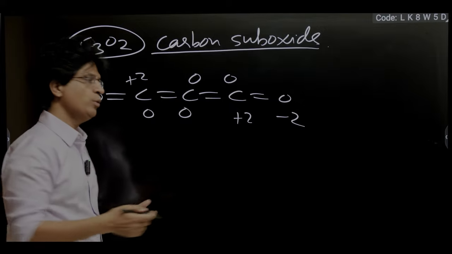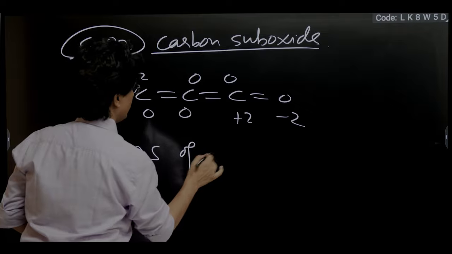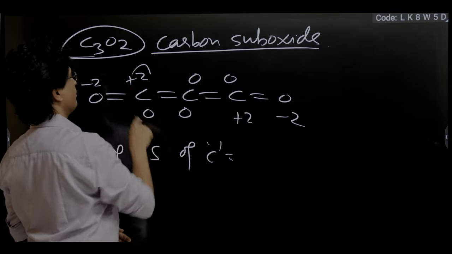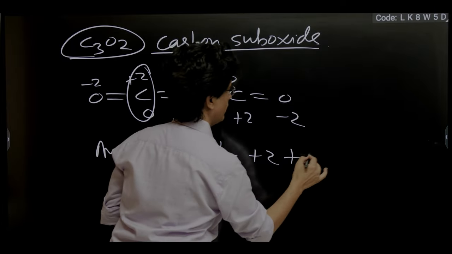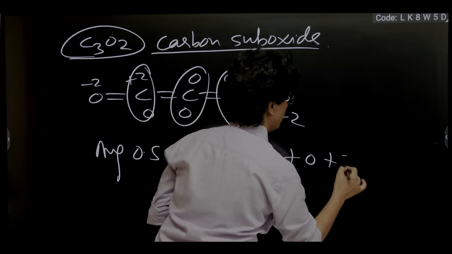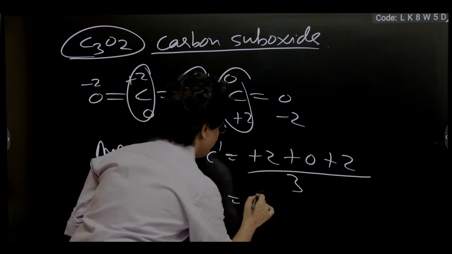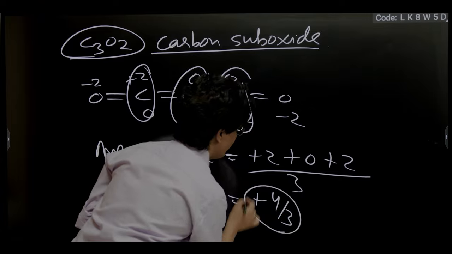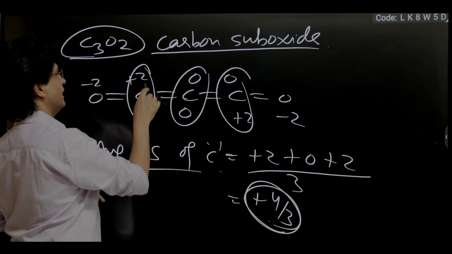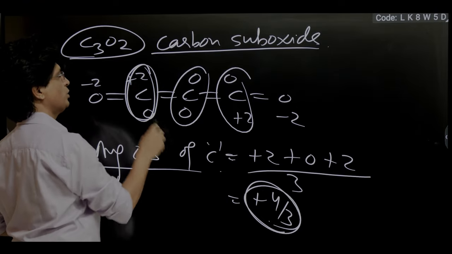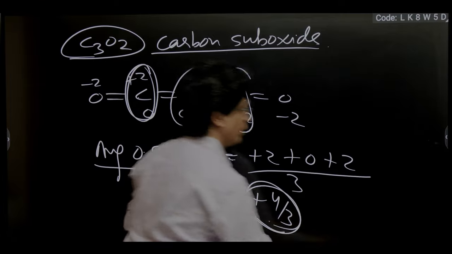So if they ask you what is the average oxidation state of carbon, it will be the total charge: plus 2, 0, and again plus 2. Total carbon atoms 1, 2, 3, total becomes plus 4 by 3. So the average oxidation state of carbon is plus 4 by 3, while the individual oxidation states are plus 2, 0 and plus 2. Getting that? Okay, we'll do one more example.